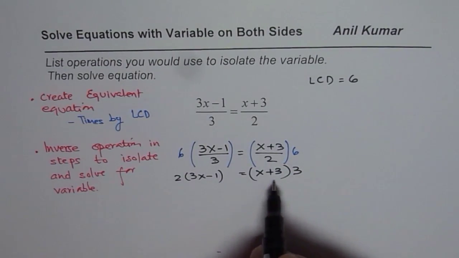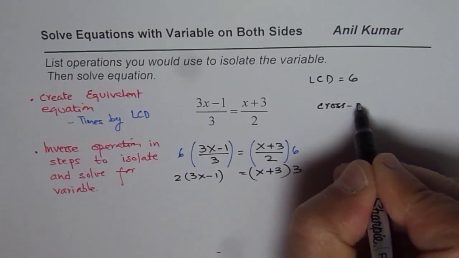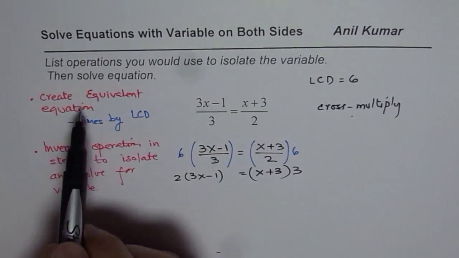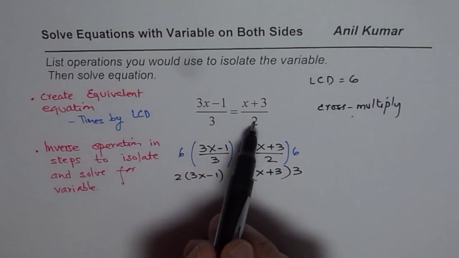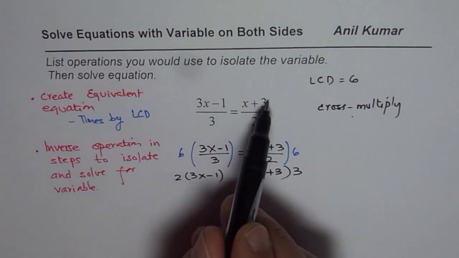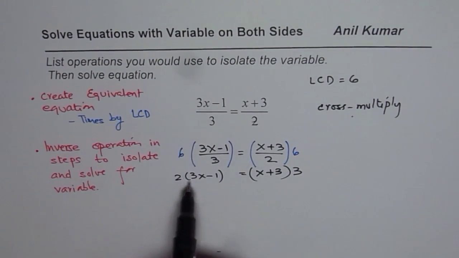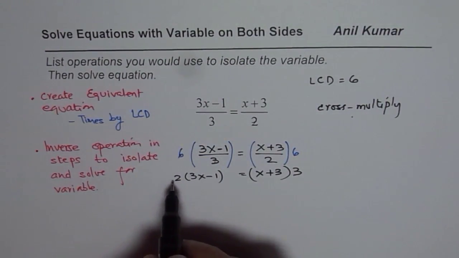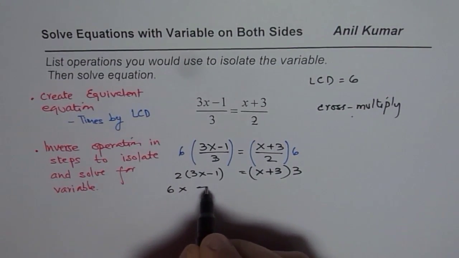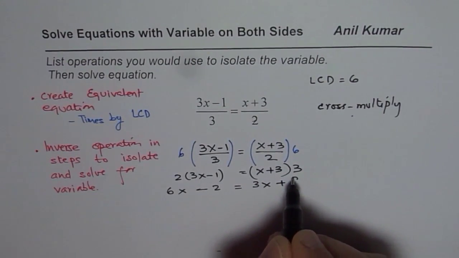Now sometimes we also call this strategy cross multiply. So I'm writing here cross multiply. Some of you can use this strategy to find the equivalent equation. Multiply the left side by the denominator on the right side and the right side by the denominator on the left side, right? So 3 times (x plus 3), 2 times (3x minus 1), as we are now doing. Then of course you have to expand and simplify. When we expand, we get 6x minus 2 equals 3x plus 9.